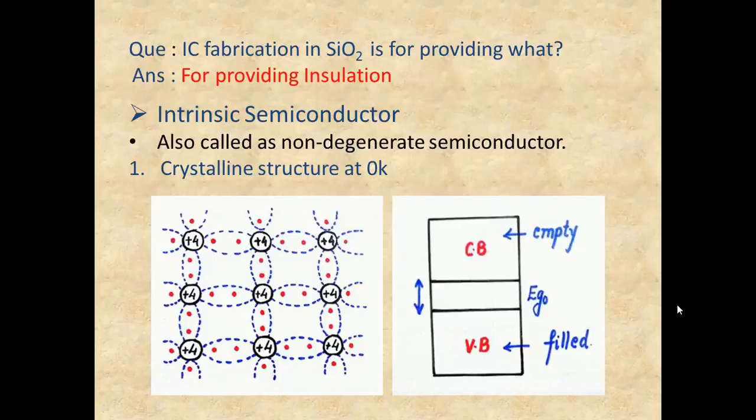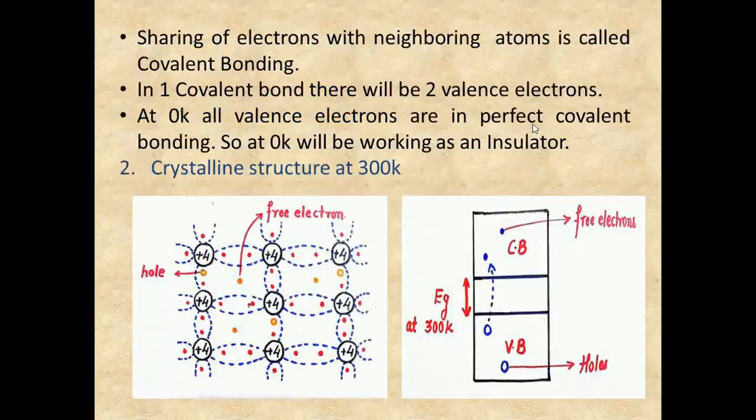Whatever points I have discussed, I have mentioned every point here in the statements. Sharing of electrons with neighboring atoms is called covalent bonding. In one covalent bond there will be 2 valence electrons, and at 0 Kelvin all the valence electrons are in perfect covalent bonding, so at 0 Kelvin it will work just as an insulator.